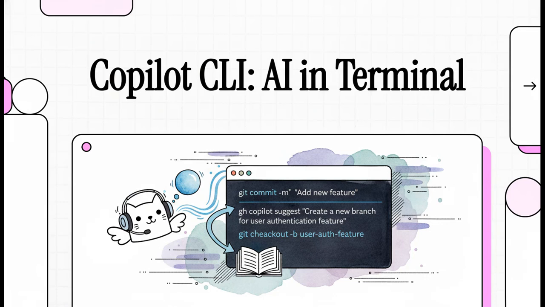Hey everyone, and welcome. Today we're diving into a tool that is seriously going to change your life in the command line. It's the GitHub Copilot CLI. We're going to see how you can take just plain English and turn it into powerful shell commands, saving you a ton of time and, let's be honest, a lot of frustration. So let's get right into it.